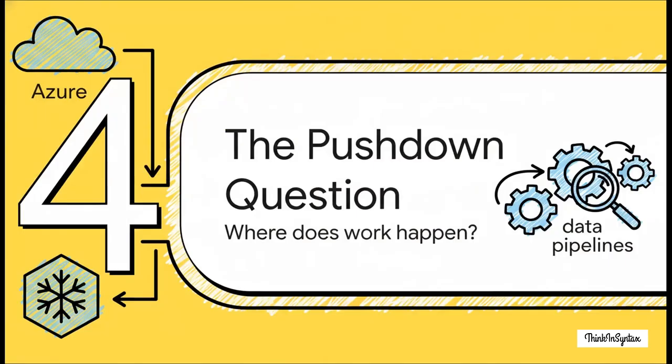Okay, this next one is a huge deal. It's a question that seriously impacts performance, cost, the whole nine yards. When you're building all these transformations in ADF, where does the heavy lifting actually happen? This is the pushdown question.